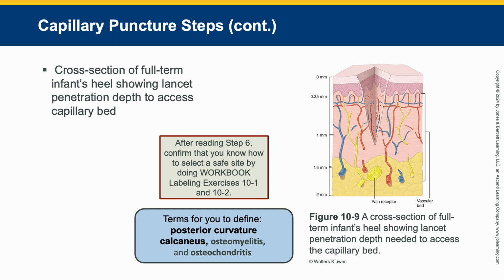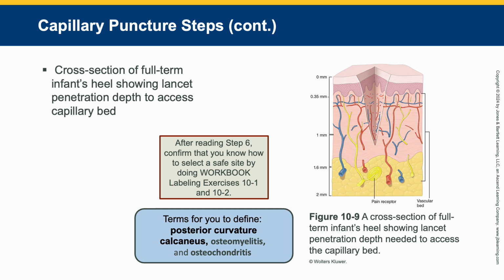Okay, do you see where it says terms for you to define? These are words that you need to know. One is the posterior curvature. Posterior curvature is the back of the heel. Calcaneus is the heel bone.